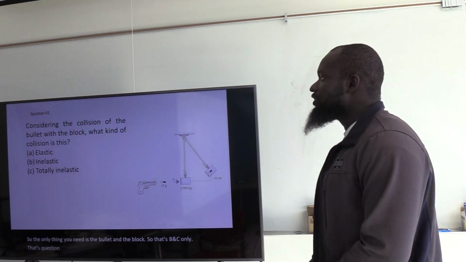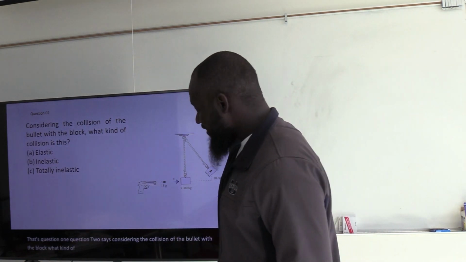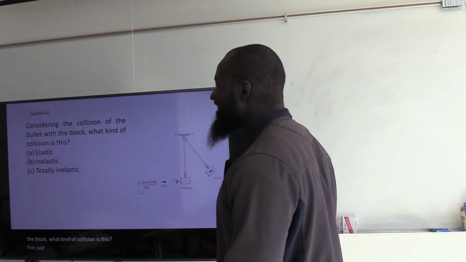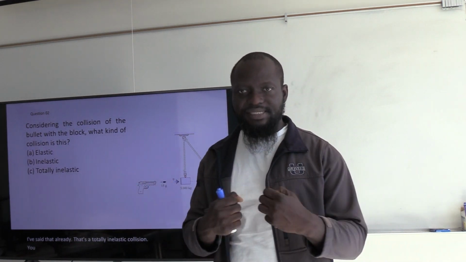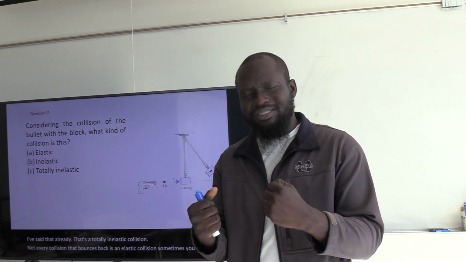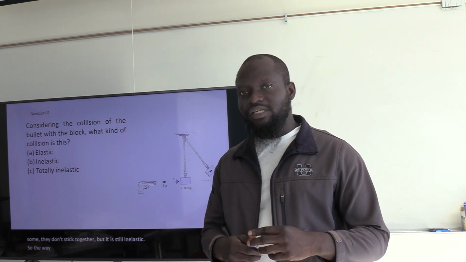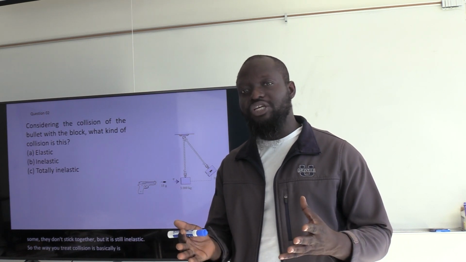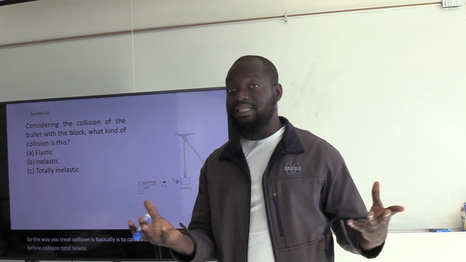Question 2 says, considering the collision of the bullet with the block, what kind of collision is this? I've said that already. That's a totally inelastic collision. You know, not every collision that bounces back is an elastic collision. Sometimes they don't stick together, but it is still inelastic. So the way you treat collisions basically is to calculate the total kinetic energy before collision and the total kinetic energy after collision. Are they the same? Is total kinetic energy conserved?